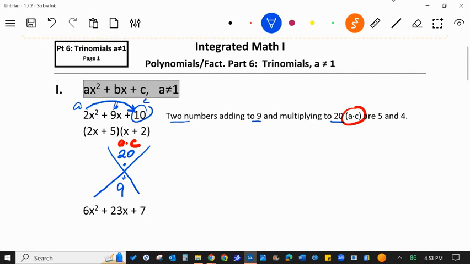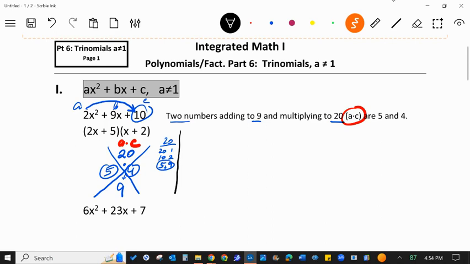The factors of 20 are 20 and 1, 10 and 2, and 5 and 4, and those are the two that would also add up to 9. So we can put a 5 and a 4 here. Now the question is, what do we do with it? Pretty much every method requires that. Well, there are a couple of ways to look at it.